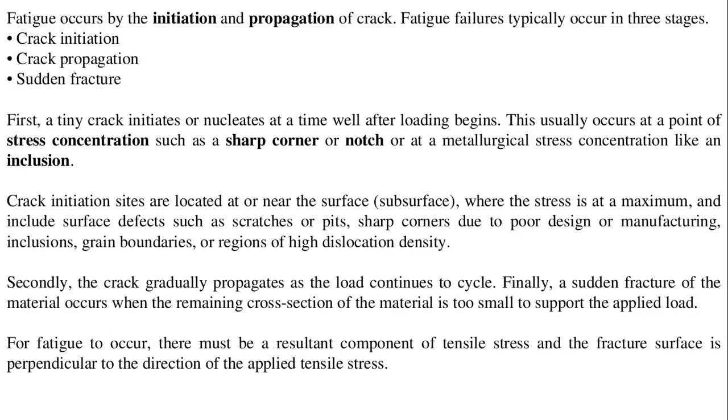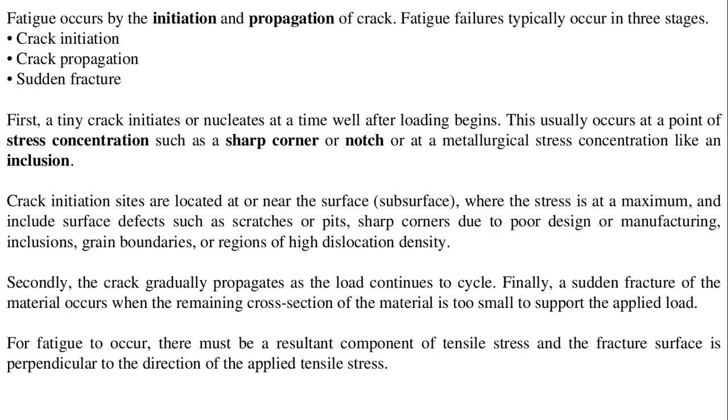Fatigue failures typically occur in 3 stages. First, a tiny crack initiates, often after a sufficiently large number of cycles. Normally, nucleation sites are located at or near the surface, where the stress is at a maximum, and most probable sites are surface defects such as scratches or pits, sharp corners due to poor design or manufacture, inclusions, grain boundaries, or dislocation concentrations. Next, the crack gradually propagates as the load continues to cycle.